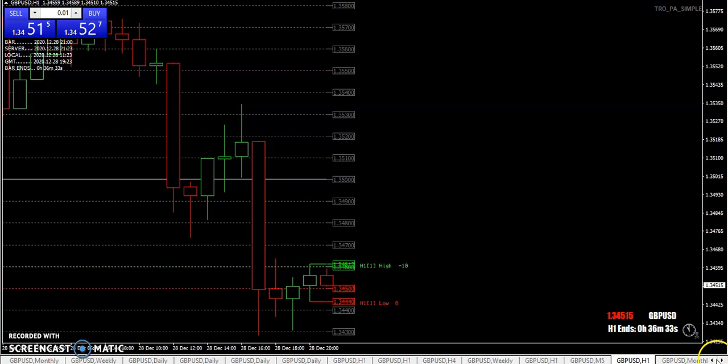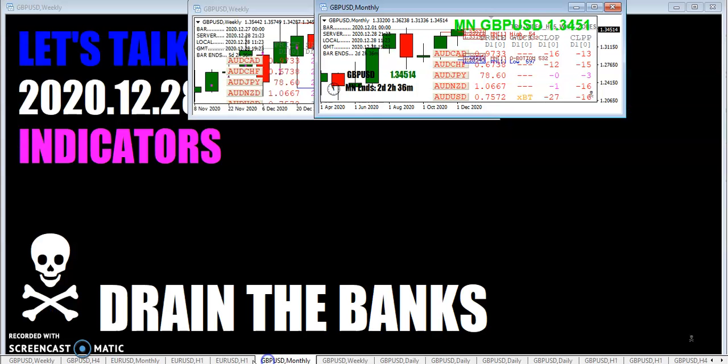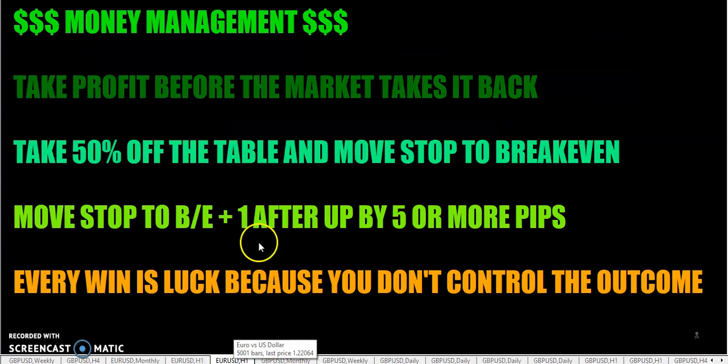So as you all know, when you place a trade, you have to have your stop loss in place because you don't want to lose any more than you're willing to risk per trade. That's what keeps you in the game, okay? But what makes you money? That's the big one, right? It's taking your profit before the market takes it back, okay?